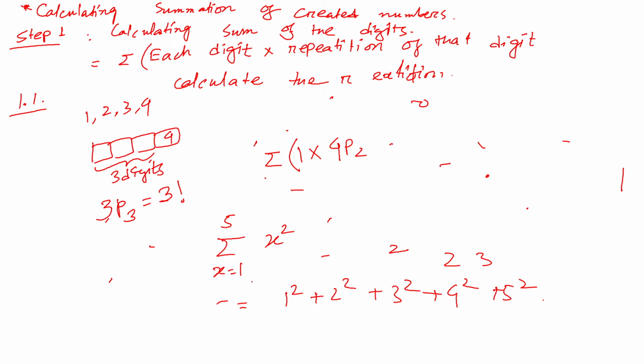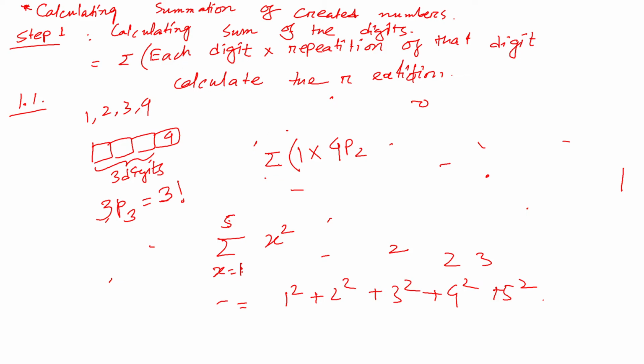Okay, so this means that x equals 1 up to 5. That means x's value will start from 1 and end at 5. So 1 squared plus 2 squared plus 3 squared plus 4 squared plus 5 squared. We call it 1 up to 5, starting from 1 up to 5. That is why 5 is at the top and 1 is at the bottom. Now here it's not typically like that, but we have to calculate the summation using each digit.